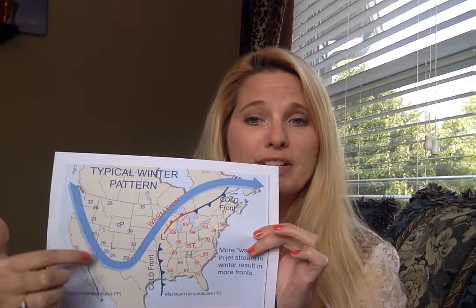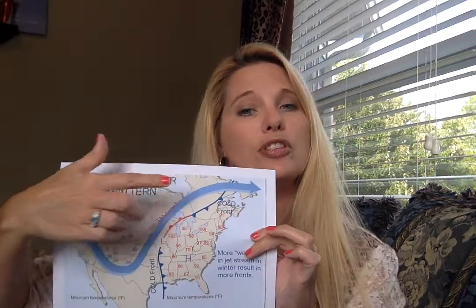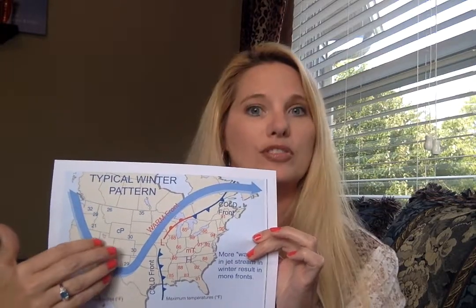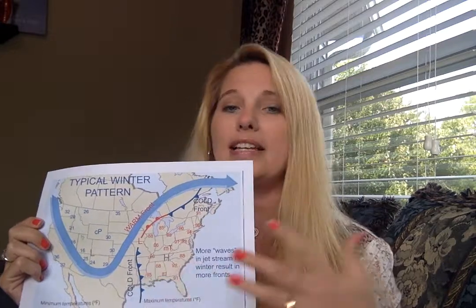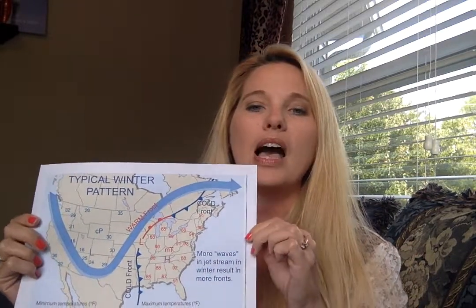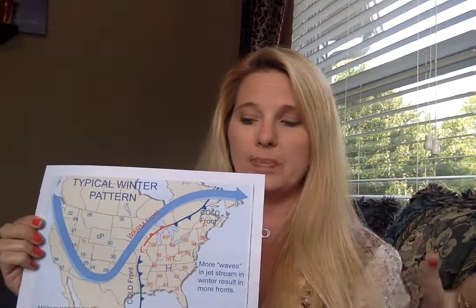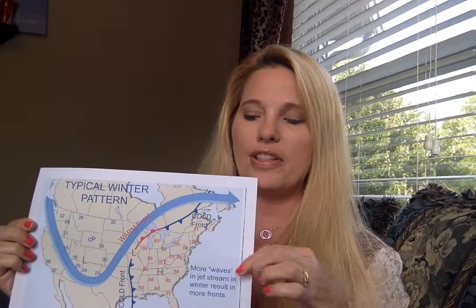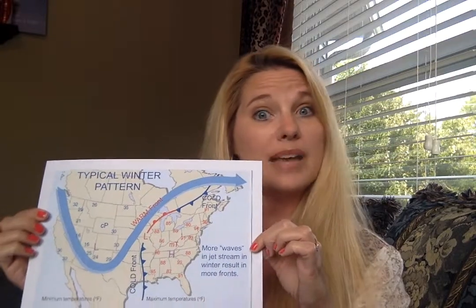Looks something more like this. See how much further down the jet stream dips during the winter? And all that cold air from Canada dips down into the United States. And as a result of that, we get these low pressure systems. We get cold fronts and warm fronts, stationary fronts sometimes. But much more active weather during the winter months, generally speaking. Obviously, there's going to be exceptions to that, but that's a lot of times how it is.